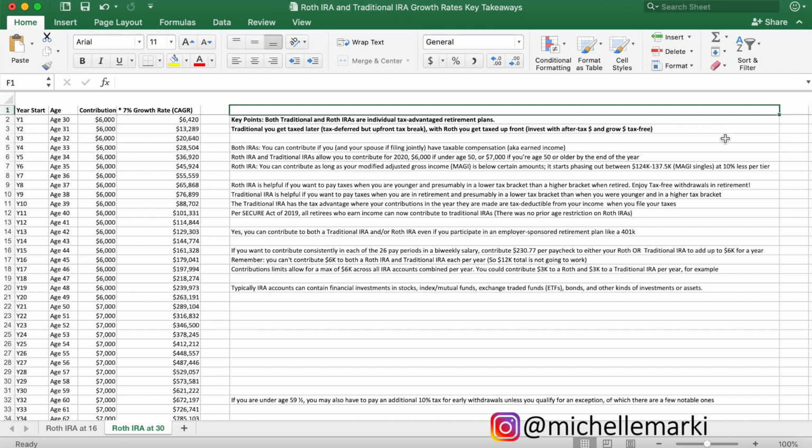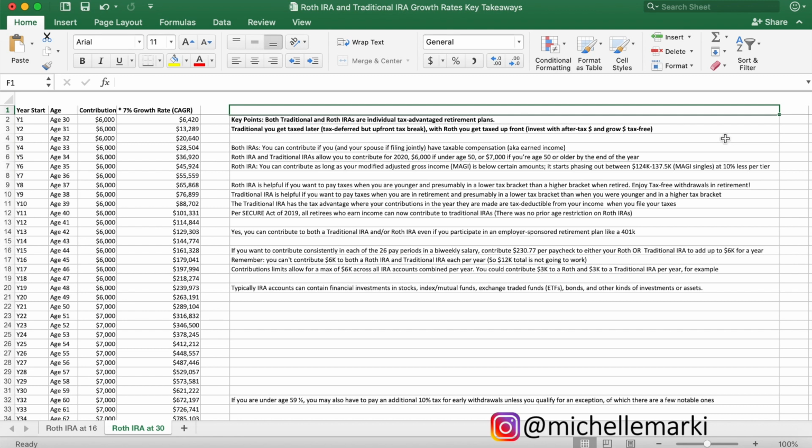And a few summarizing points. A Roth IRA is helpful if you want to pay taxes when you're younger, and presumably you're in a lower tax bracket at that time than in a higher tax bracket when you're retired, and you can enjoy tax-free withdrawals in retirement. A traditional IRA is helpful if you want to pay taxes when you are in retirement and presumably in a lower tax bracket at that point than when you were younger and earning a higher amount of salary and you were in a higher tax bracket when you were younger. So keep these tips in mind.